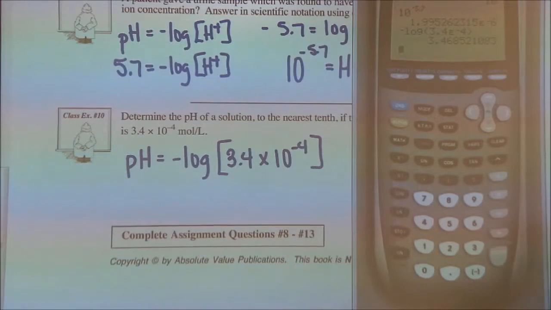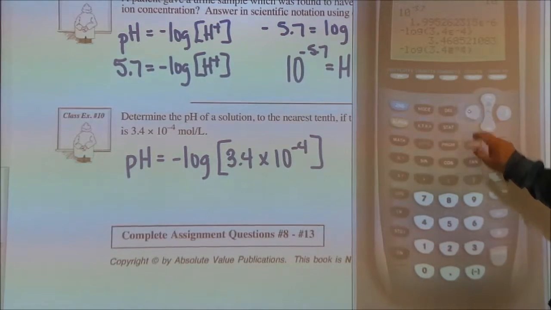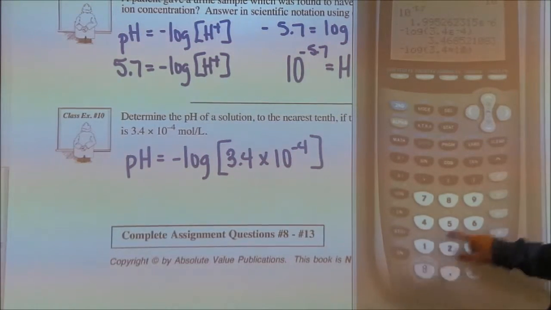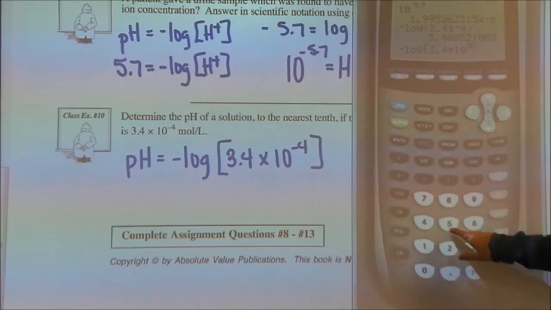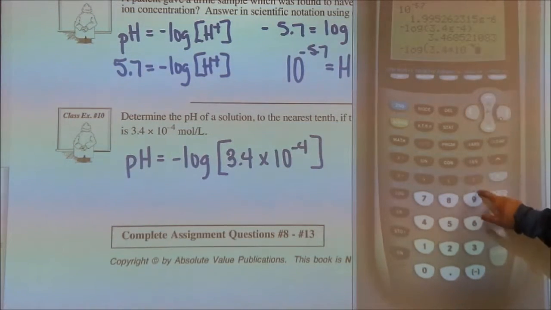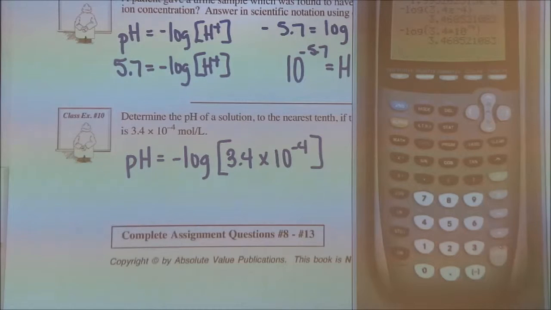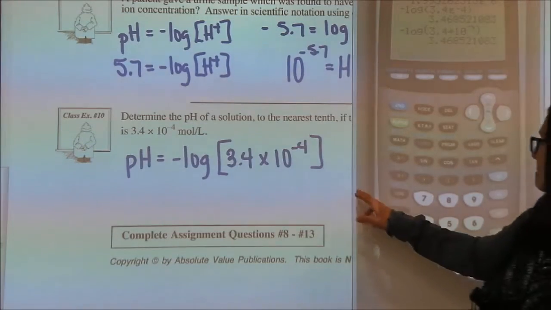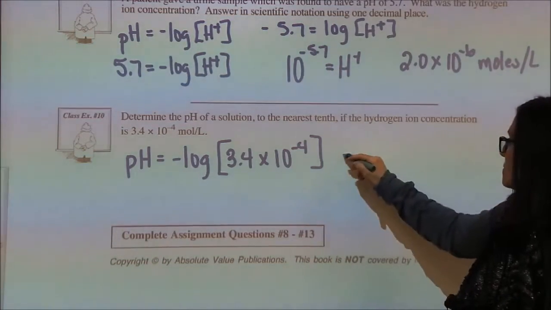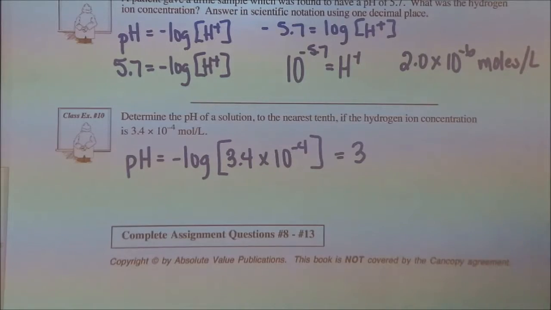So I get 3.46. So to the nearest tenth would be 3.5. So just to show you, I could type that in as times 10 to the power of negative 4. Same answer. So I get a pH of 3.5.